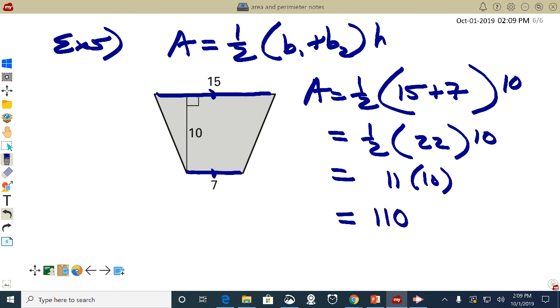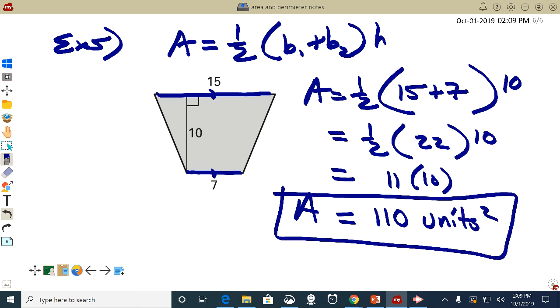110 what, though? Square units. Exactly. Square units. Can I put U square? That's cool. I'm going to go U square. Go for it, so you don't get a hand cramp.